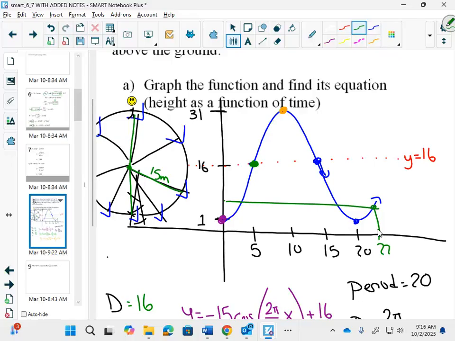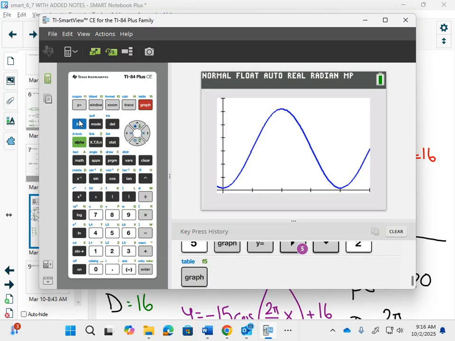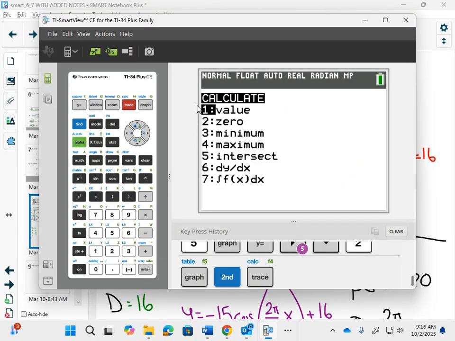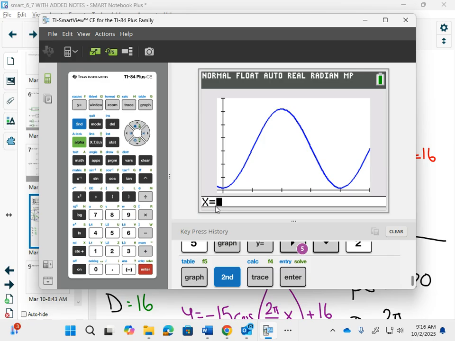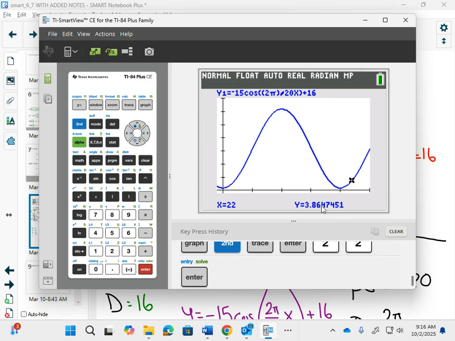If we wanted to find it exactly, we can use our graphing calculator. And the way that we would use our graphing calculator is, again, we go to second calculate. Well, what are we interested in? A certain value. So I push 1. Well, what would you like x to be, it asks. Well, I wanted x to be 22 seconds. So I push enter, and it's 3.864. We were pretty close when we said 4. Not as close when we said 5. Not as close when we said 6. But, you know, it was an estimate. So we can use our graphing calculator to plug in any value you want and find the height.